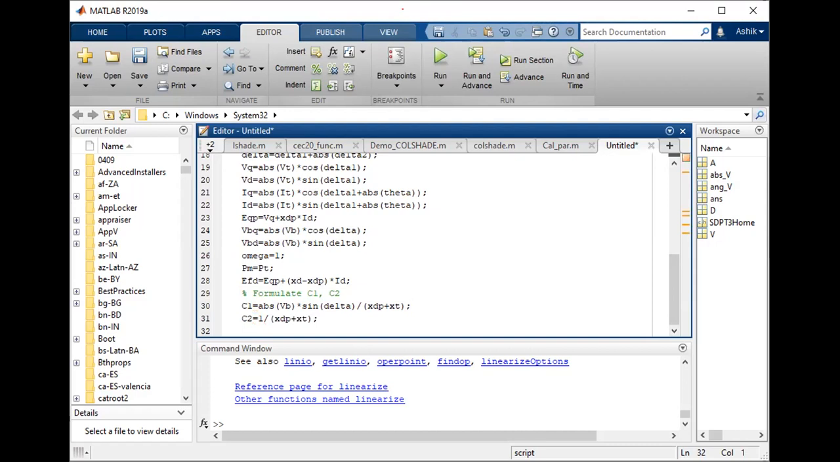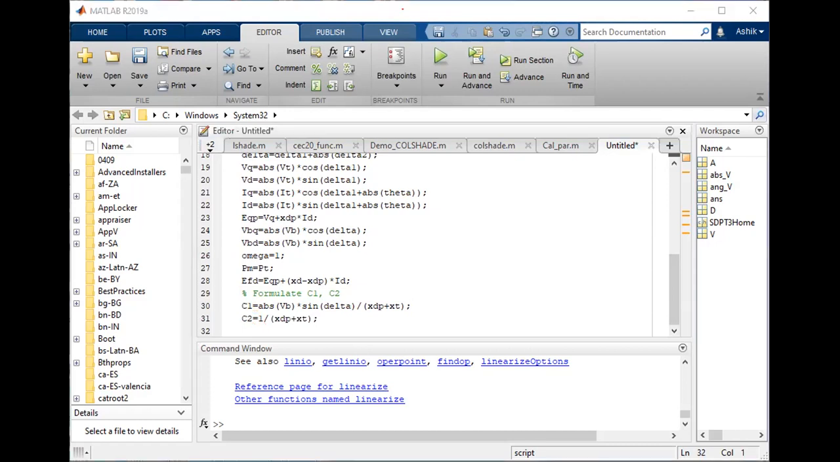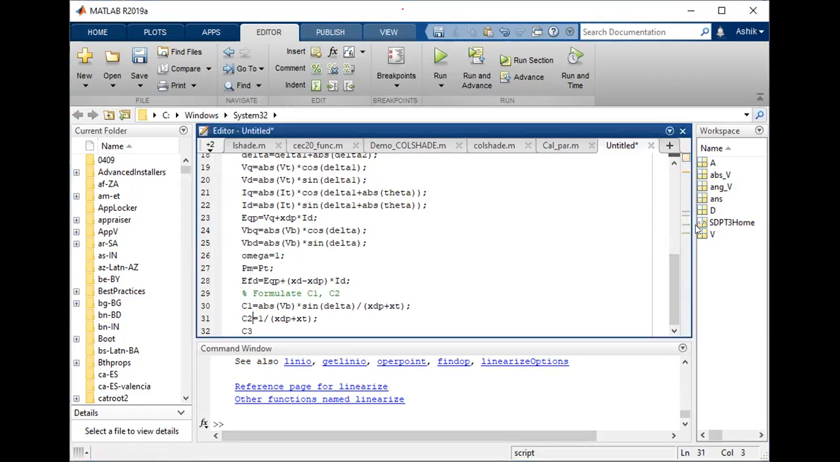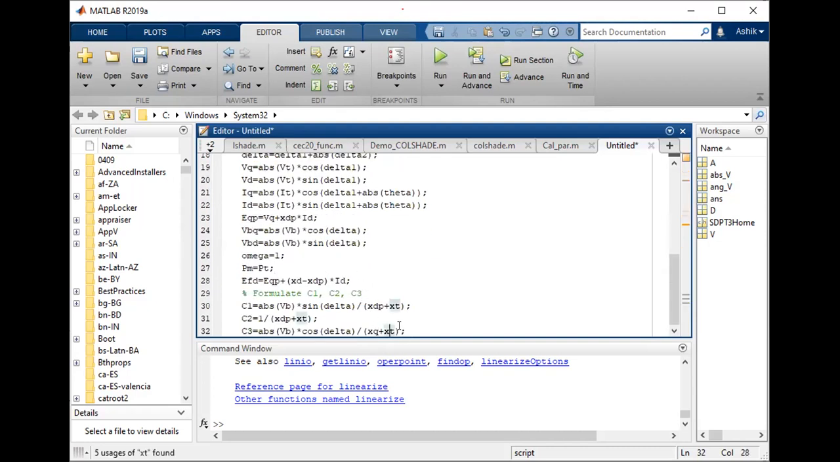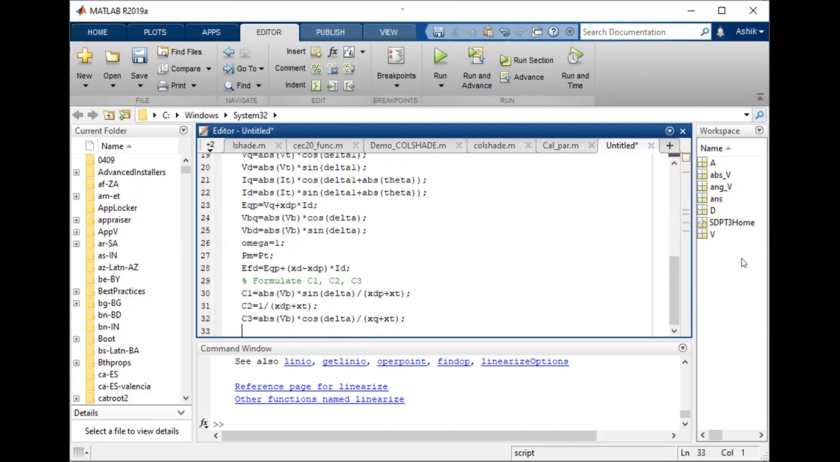So what is then C3? This C1 and C2 are associated with delta Id. Then C3. So we continue with the formulation of C3. C3 would be simply VB cosine delta divided by Xq plus Xe. We can simply copy it from here. So that is VB cosine delta divided by Xq plus Xe. Xq was in a small font, so Xq plus Xe is fine. So that is about C1, C2, and C3.